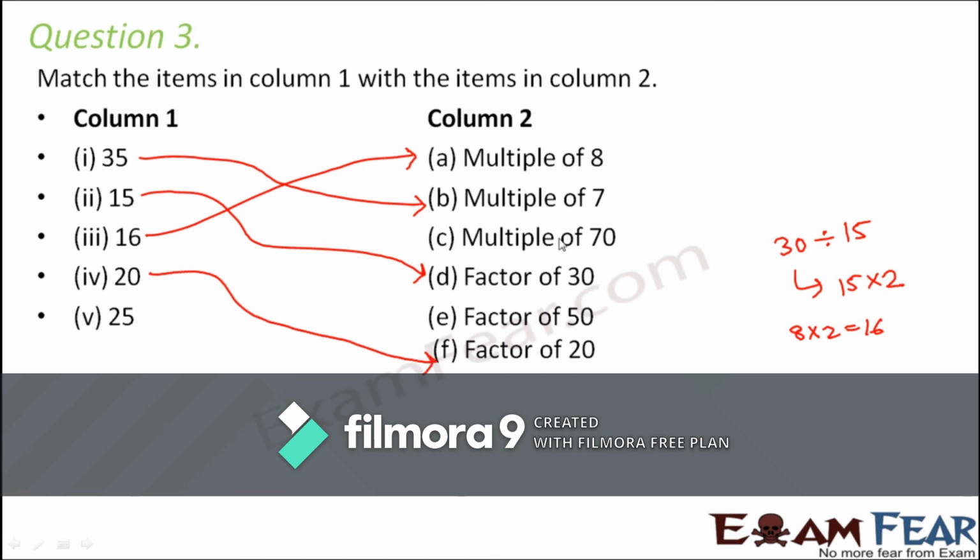25 is a multiple of 70, no, not possible again. 25 is a factor of 50, yes, that can happen. That's because 50 divided by 25 is equal to 2. So 50 can be written as 25 into 2. So 25 is a factor of 50.